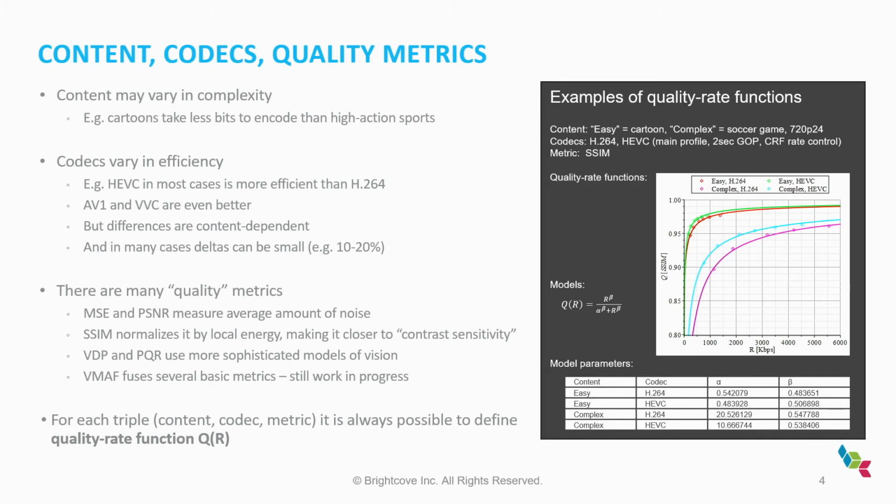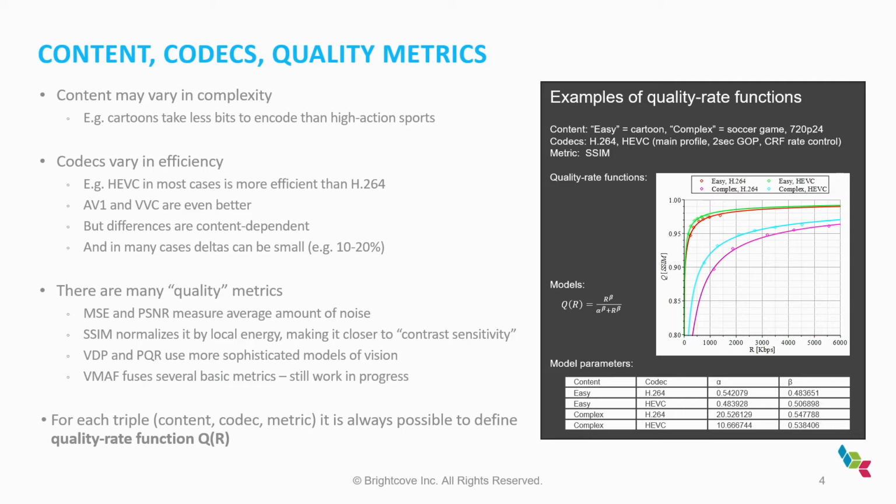Now, there are also many different quality metrics, but actually none of them is really good. So there are very simple things like MSE, PSNR, which basically measure the average amount of noise. SSIM does normalization of this noise by local energy, which basically maps it into the domain of contrast or contrast sensitivity, which is a unit that is more closely mapped to the mechanics of human vision, but it's still very basic and nowhere close to the realities of how perception works.